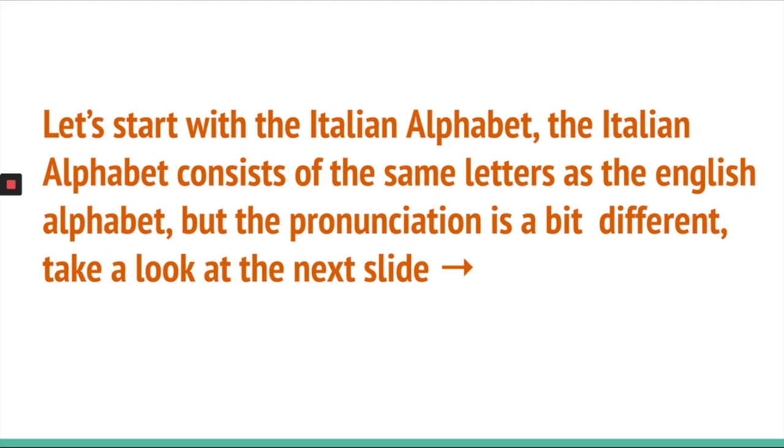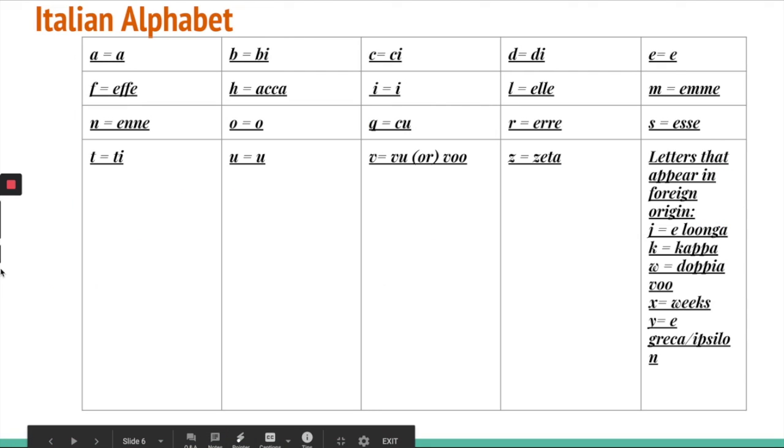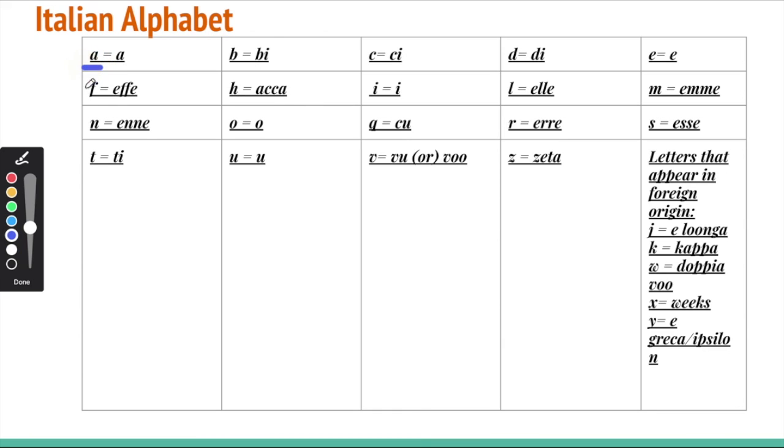We're going to start with the Italian alphabet. The Italian alphabet consists of the same letters as the English alphabet, but the pronunciation of each letter is a bit different. Let's take a look at the next slide. You can see here, I placed the letter on the left side of each column, and the pronunciation on the right side. Let's go through all the pronunciations together, just so you know how to pronounce them.